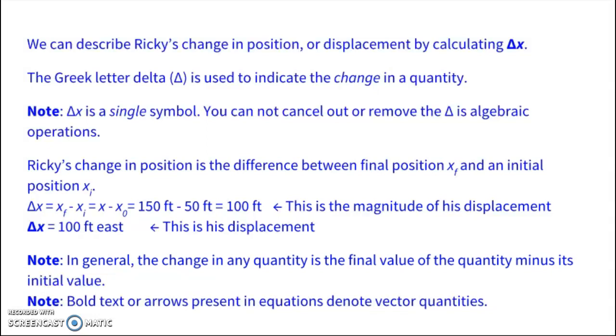So in calculating this delta x, it's going to be our final position minus our initial position. Our final position is 150 feet, our initial is 50 feet, so that leaves us with 100 feet. So 100 feet is actually the magnitude of our displacement. I say magnitude because I didn't indicate direction. If we're indicating direction here, in this calculation my final answer was positive, and since I'm calling to the right positive, delta x is 100 feet in the east direction.